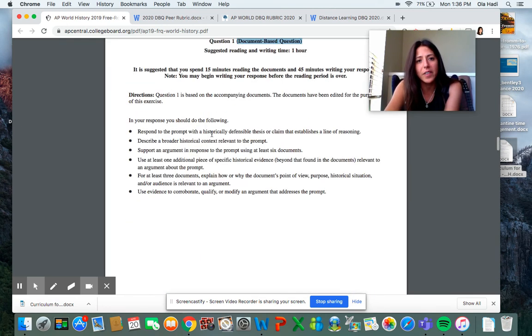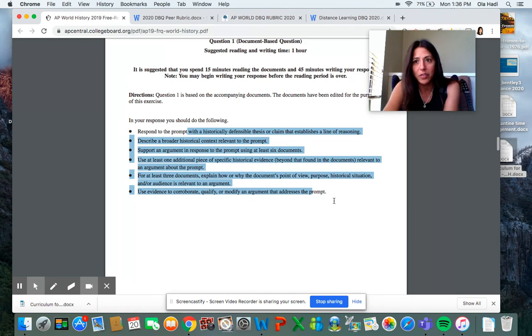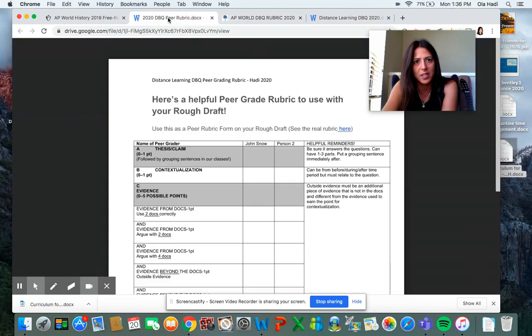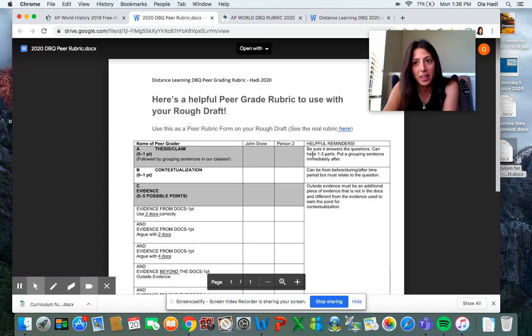Now remember, all of this is off because now they've changed the rubric to make it easier. I shared with you a rubric. This is a rubric that Mr. Hammond recommended, and this is one I made for you. So remember, you're going to need a thesis or a claim. Context is still a requirement.